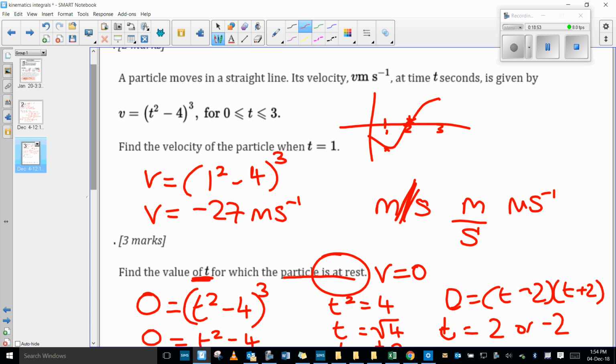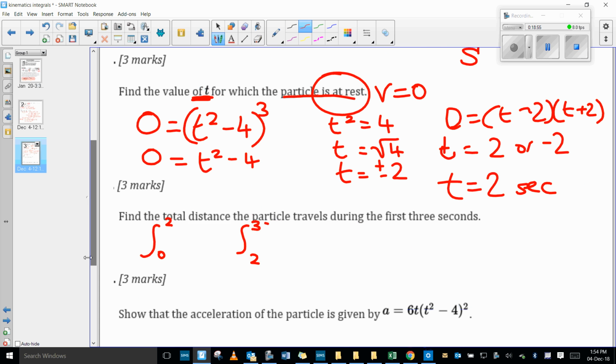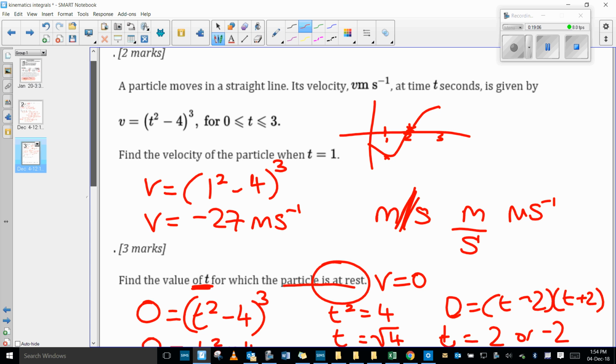They've asked to find the total distance the particle travelled in the first 3 seconds. So we can't just do the integral between 3 and 0, because some of our graph was above and some of our graph was below. So we're going to have to cut it up into this section here and this section here, and we're going to have to change the sign.